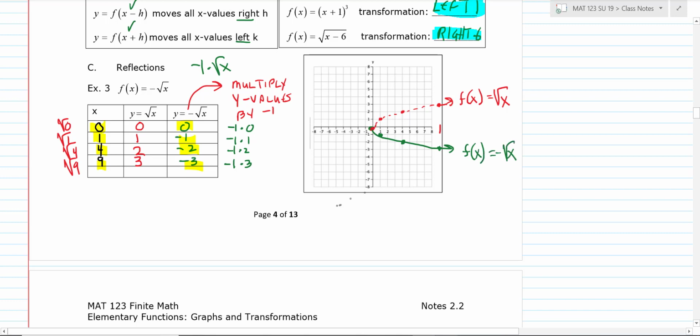Okay, so what that did is we say that this reflected, we call this a reflection over the y-axis, or not the y-axis, the x-axis. Okay, that's the x-axis, that's the y-axis.